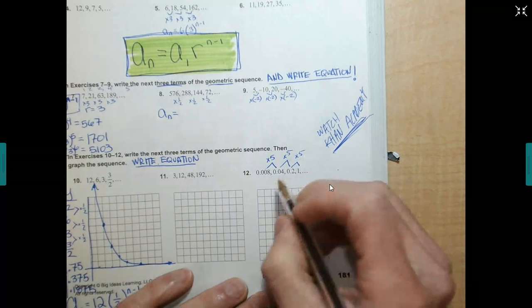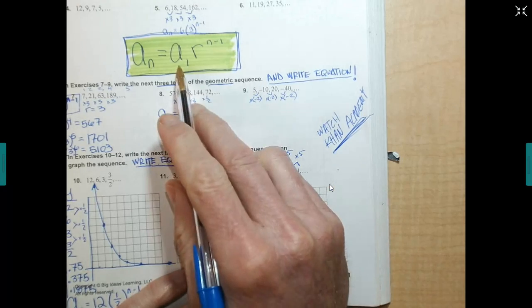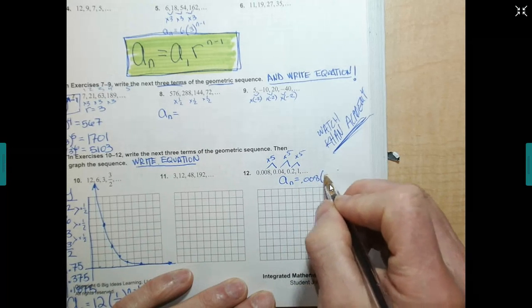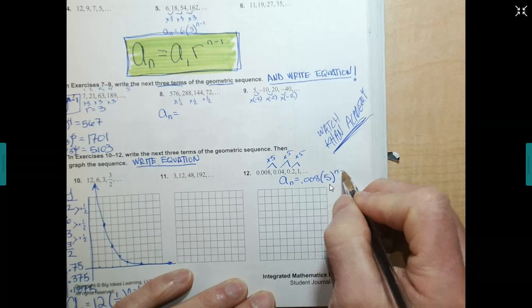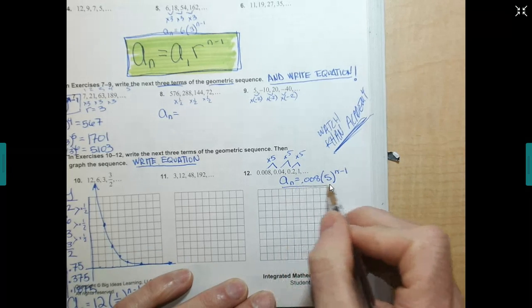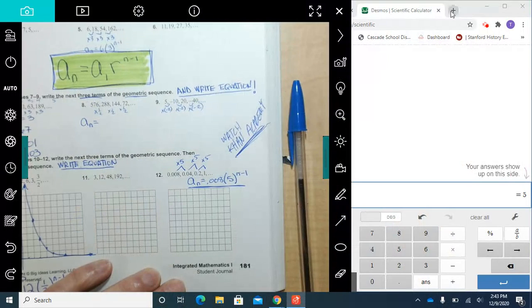So my equation, a to the n equals a1, which is 0.008, times my rate of change to the n minus 1. There's my equation. I'm going to take that equation and put it into my scientific calculator.